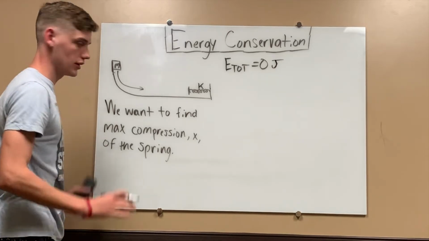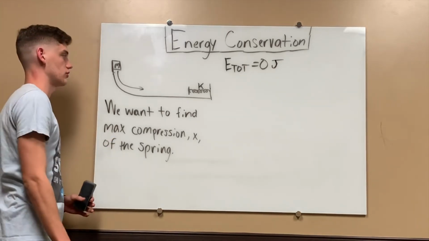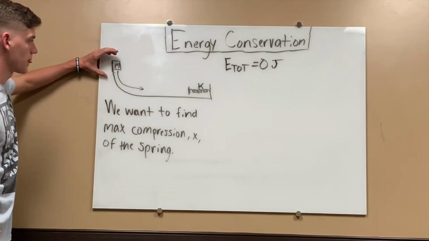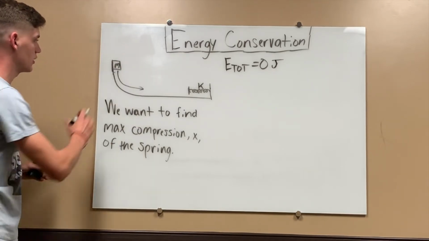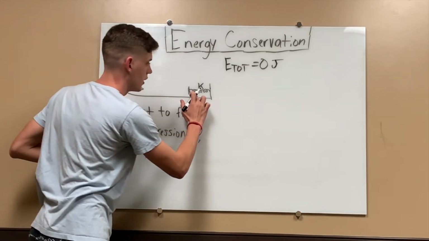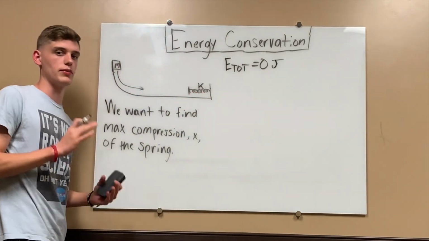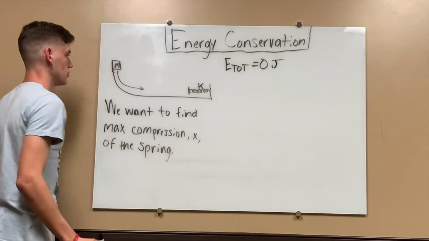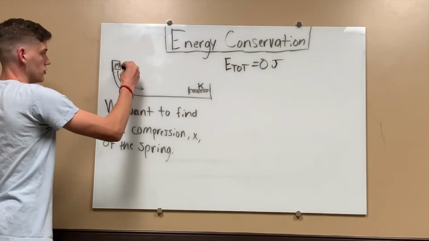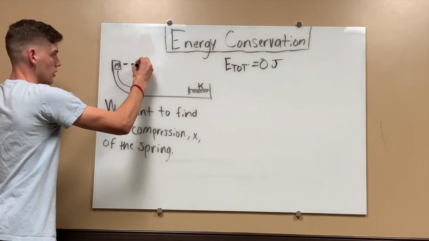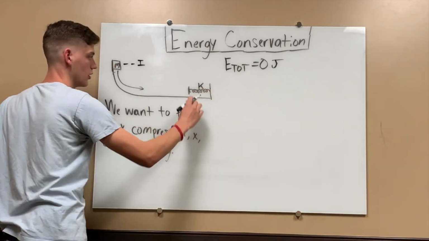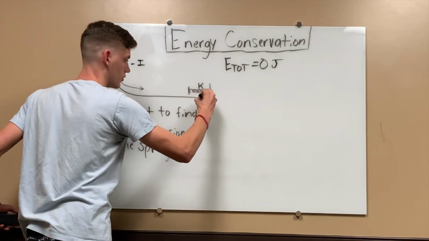So here we have an initial situation and a final situation. Initially, this block is just being held there, and then our final situation is when this block slides all the way down and compresses this spring to its max compression. And that's exactly what we're trying to find. So this is the initial situation, and over here when the block hits the spring is our final. So I'll write final right here.